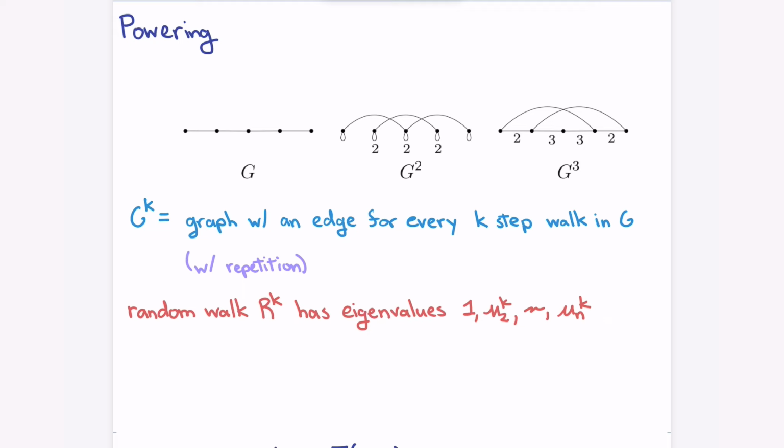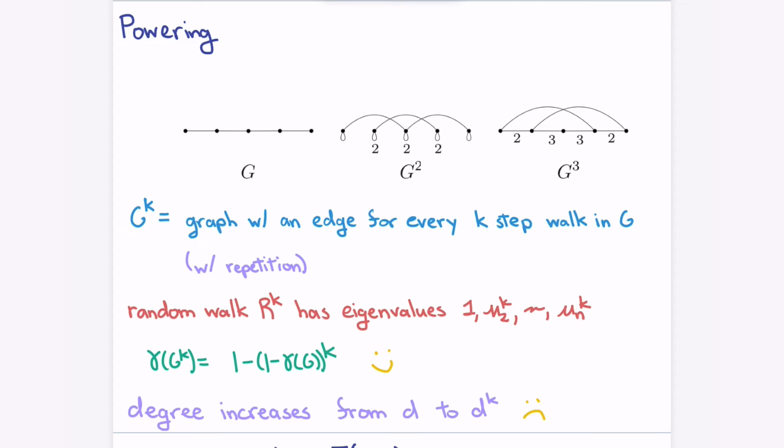Oh, no, it's not exactly K that's an issue, because I can also try all the Ks. But someone else said the degrees are getting higher each time, right? Because each of my edges now gets multiplied by a number of edges on the other side, right? So the degrees are growing exponentially as well. So the spectral gap is good, but the degree increases from D to D to the K. Okay.